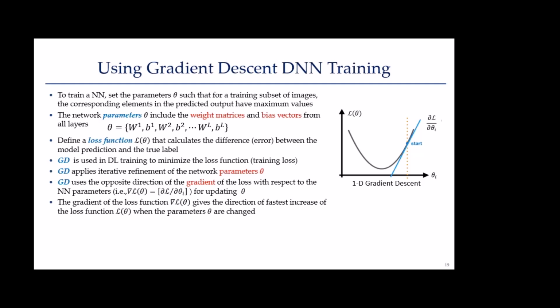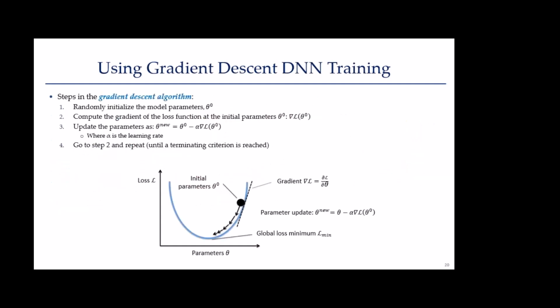In this figure, we have one example of 1D gradient descent. We'll use only one value for theta, but in reality, the situation could be different. These are the steps of gradient descent. Start with an initial parameter set theta 0, then compute the loss function, compute the gradient of the loss, move in the opposite direction of the gradient, and keep repeating this until we reach a minimum point.